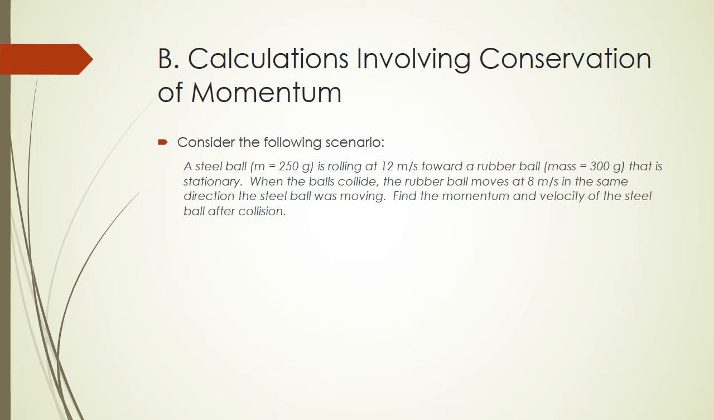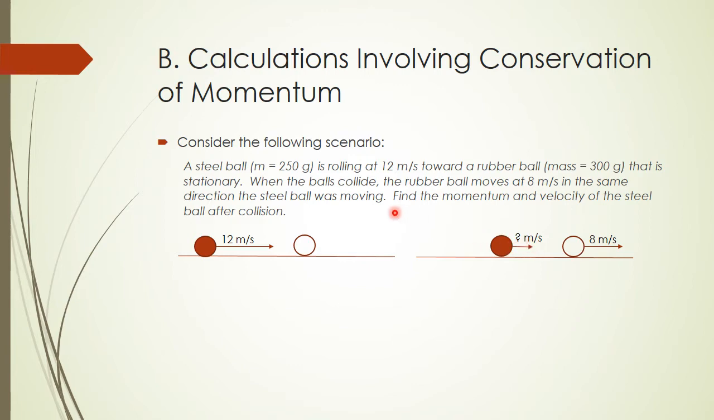It is often the case that drawing a diagram in these situations will be very helpful to you. And I've done that for you here. Here is our situation before the collision. Notice we have our steel ball here that's shaded in the orange there, going to the right at 12 meters per second. And then our rubber ball, which is not shaded, is not going anywhere. And then here's our after scenario, where we have the rubber ball now going to the right at 8 meters per second. And then here's our steel ball. Notice here the question mark with meters per second. That goes back to the question. We're asked to find the momentum and the velocity of the steel ball after the collision.